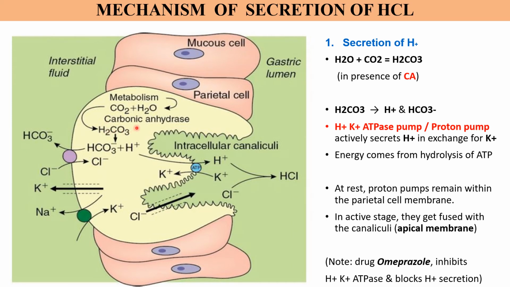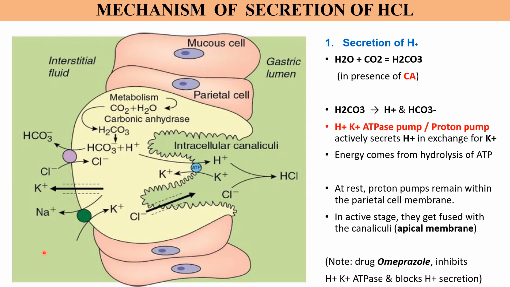Now this carbonic acid quickly dissociates into bicarbonate ion and H plus ion, and then this H plus ion reaches the apical membrane of the parietal cell, where the hydrogen potassium ATPase pump or the proton pump actively removes it from the inside to the outside, that is into the gastric lumen. The energy for this activity comes from the hydrolysis of ATP, which is supplied by the mitochondria.